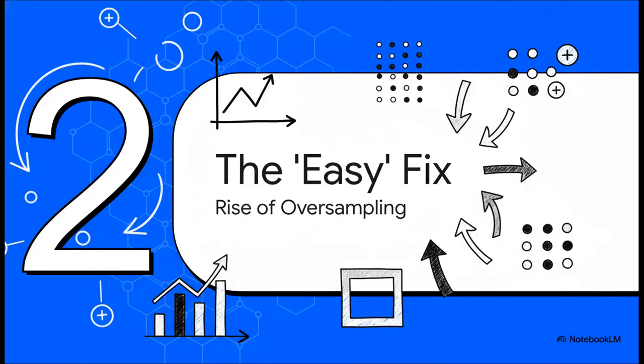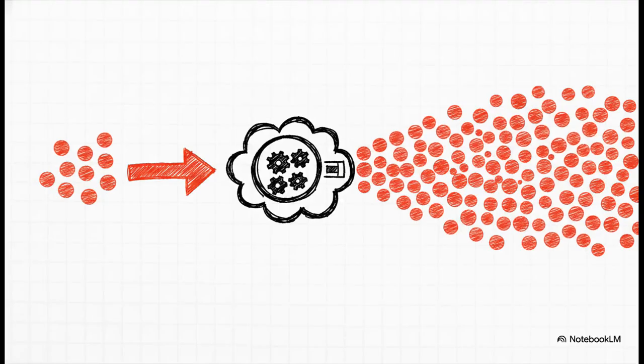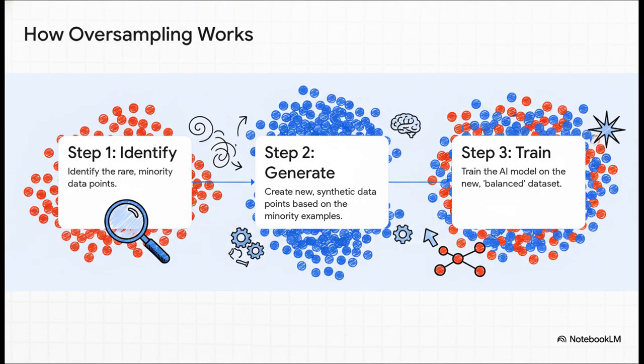So for the past 2 decades, the AI community has pretty much rallied around what seems like a simple, elegant solution to this problem, a technique called oversampling. And the logic is incredibly intuitive, right? If your problem is that you don't have enough examples of the minority class, well, why not just create more of them? You take the few needles you have and you just generate new synthetic examples that look just like them.